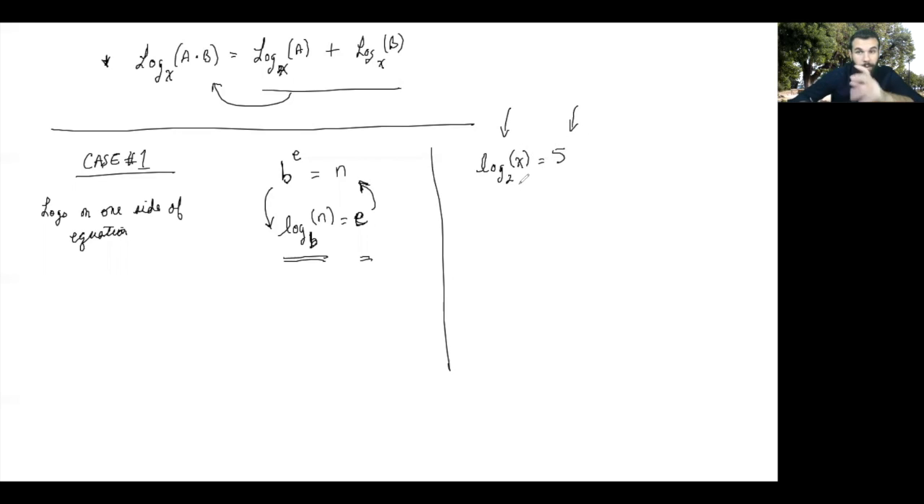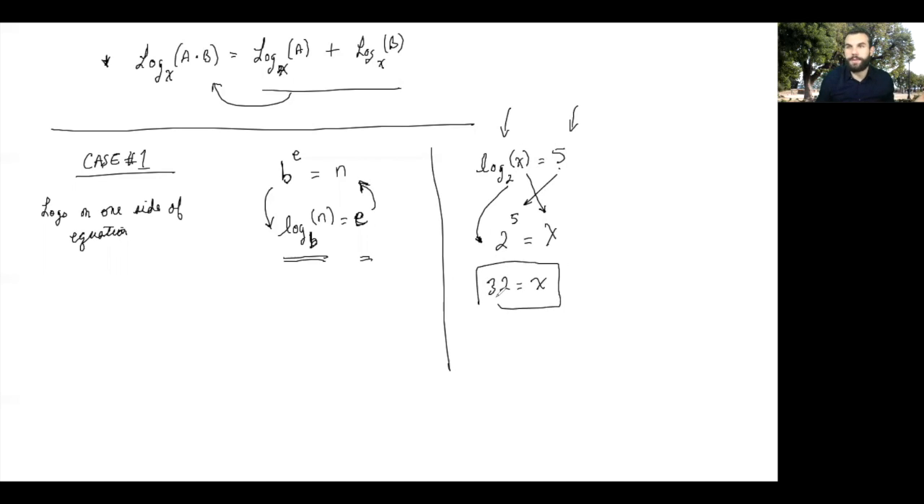So what we do is we say, all right, the base is 2, the exponent is 5, and that equals the number, which is x. So exponent, number, base. Now we just do 2 to the 5th, which is 32, which is x. And we've solved this logarithmic equation.